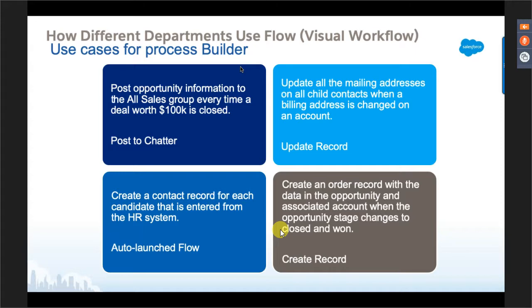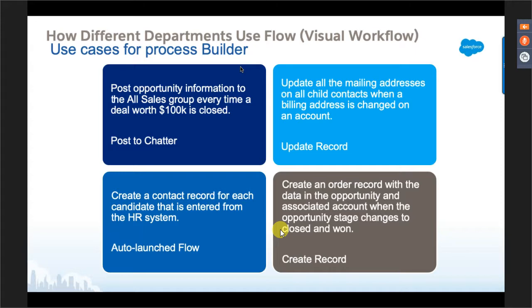The example on the lower left-hand side: creating a contact record for each candidate entered from the HR system. To automatically create a child record, this is not necessarily a child record, is it? So in order to do this, the combination would mean, although I could start with the process builder, because it is a different object set of data, it would need to pass that data into a flow, and it's the flow that can create any record type that it wishes. So an autolaunch flow would be more appropriate.